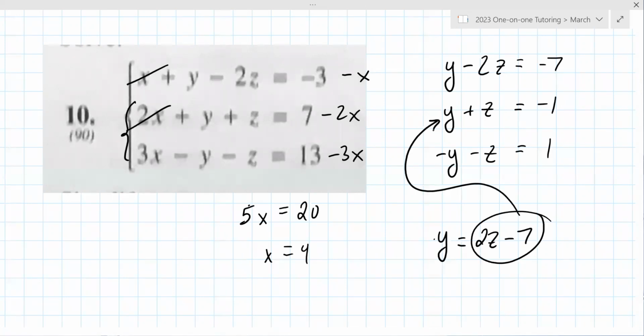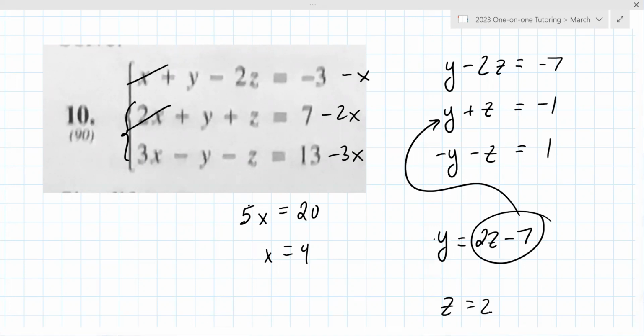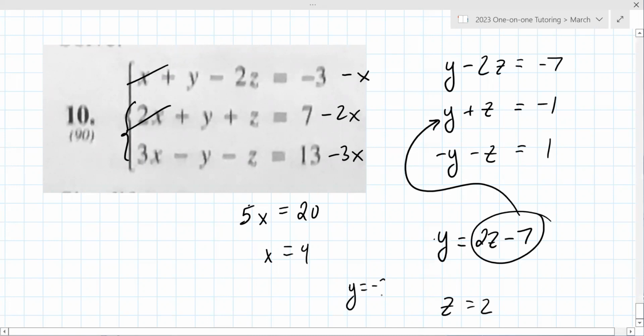Z equals 2. Okay, and then can you find the value of y? Y equals -3. Okay, how can you ensure that your answer is correct?